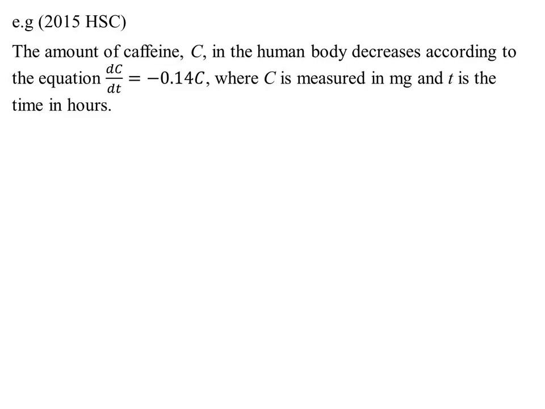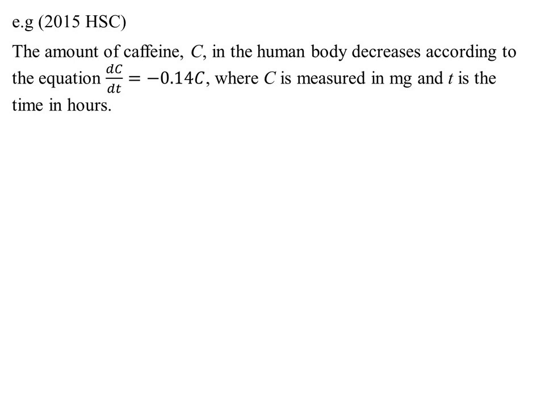Here's an HSC question. 10 years ago now, eh? The amount of caffeine in the human body. So C is representing the amount of caffeine, and they've given us what we call a differential equation. dC/dt is equal to negative 0.14 C. So the first thing we can conclude is it's decreasing. Even though they told us that, from the equation we can see it because our rate of change is negative. So it's got to be decreasing.